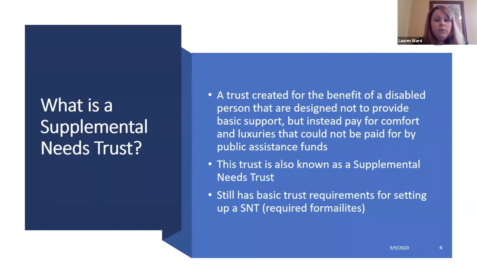A little bit different with the supplemental needs trust. These may need to be approved by the Medicaid office to make sure that they find them compliant with what a supplemental needs trust is. With your basic living revocable trust, you create it and you don't have to do anything to make your regular revocable living trust valid. This one, while it's valid, you will want to get it approved by Medicaid.